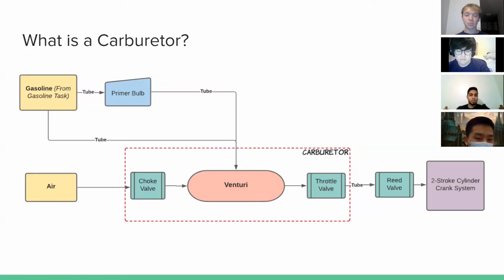Gas from the tank goes to the carburetor, while air enters the carburetor through a choke valve and mixes with gas in the venturi. The mixture then goes through a throttle valve, where it exits the carburetor and is checked by a reed valve. After this, the mixture can combust due to ignition of the spark plug in the combustion chamber.